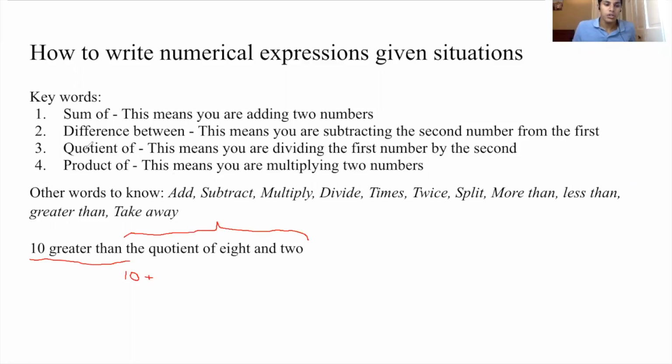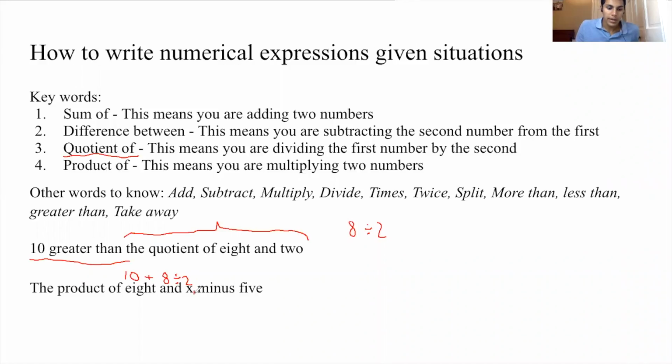So next, the quotient of 8 and 2. So remember, quotient is one of those terms that we just got taught. And so the quotient of 8 and 2 would be 8 divided by 2, because it's always the first number being divided by the second number. So 10 greater than the quotient of 8 and 2, if we put these two together, would be 10 plus 8 divided by 2.